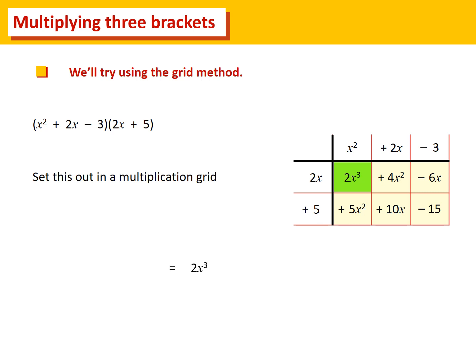Now we're putting the terms together, so on its own, just 2x cubed. The x squared terms can go together. We're adding 5 and we're adding 4, so we're adding 9. The x term, we're adding 10 but subtracting 6. That's the same as adding 4. And finally, the constant on its own is subtract 15.